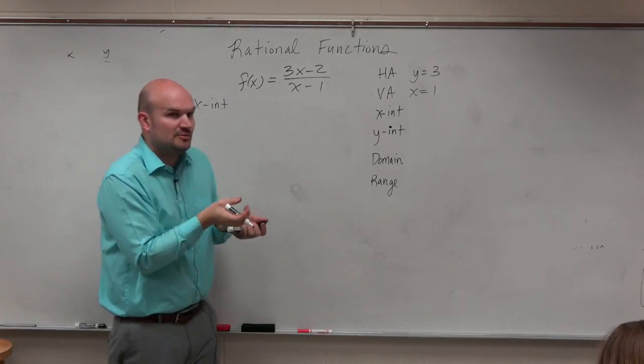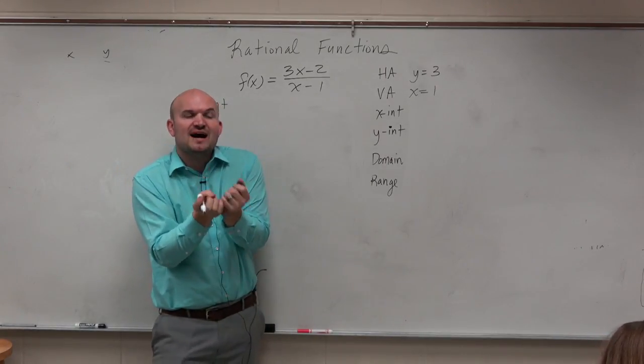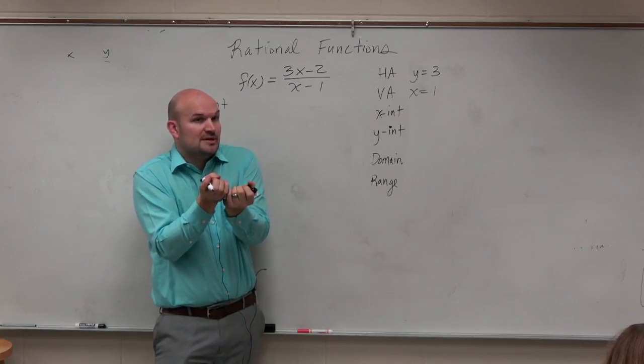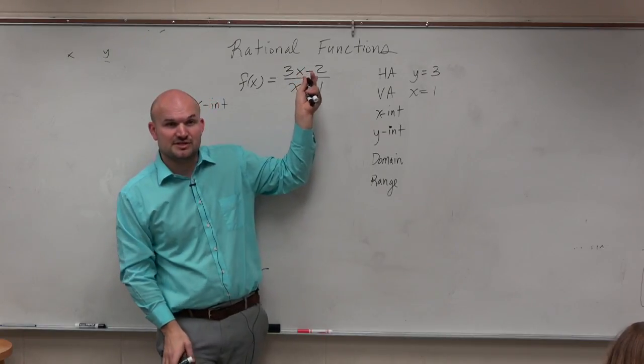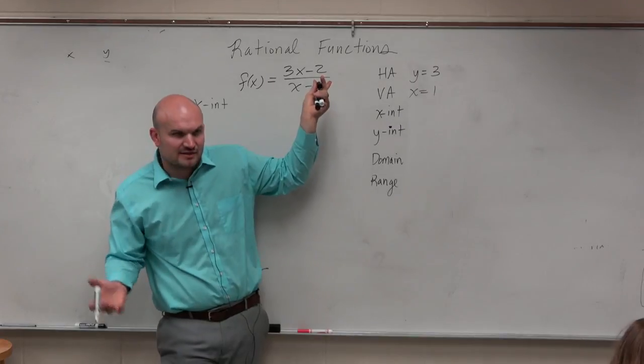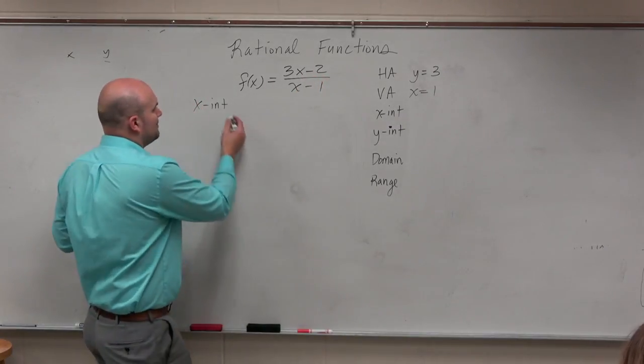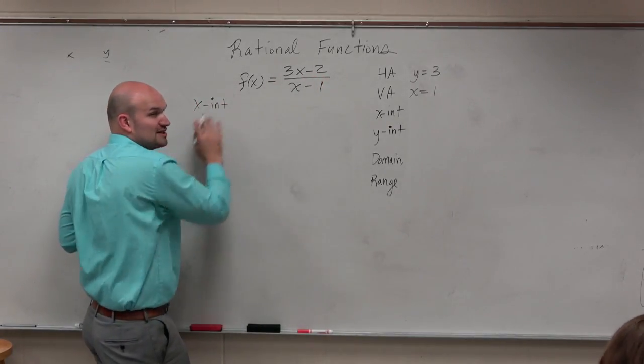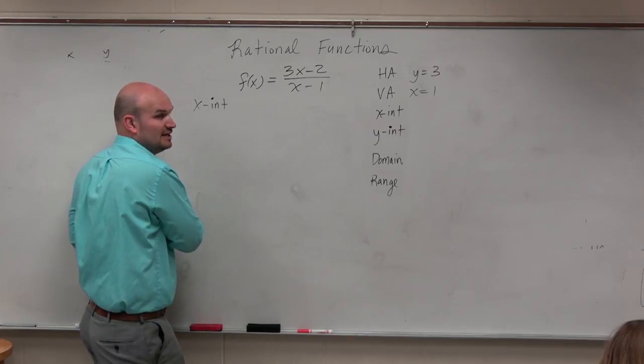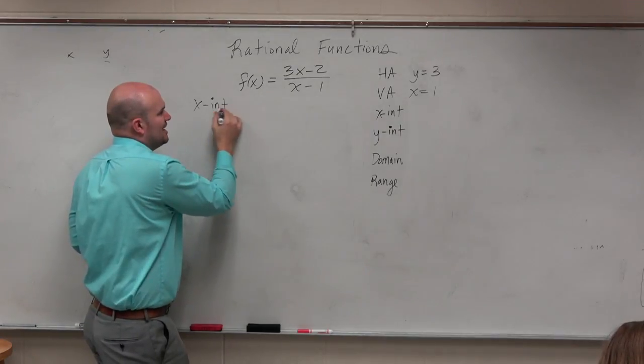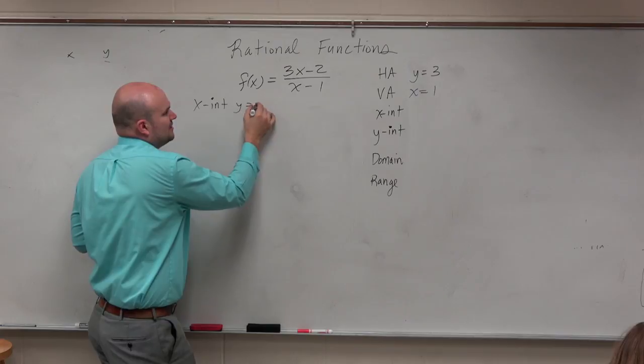Well, the vertical asymptote is when the function is undefined, right? So it's only when the denominator equals 0. We don't really care when the numerator is equal to 0, at least for defining the vertical asymptote. But we do care actually when the numerator is equal to 0, and I'll talk about that in a second. Let's get into x-intercept, which is when y equals 0.